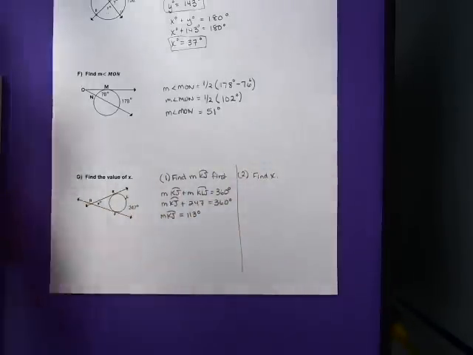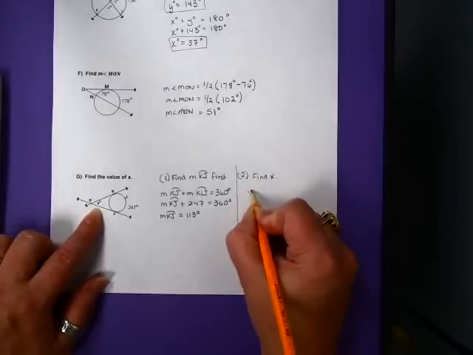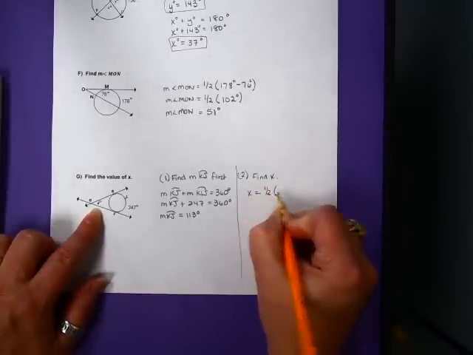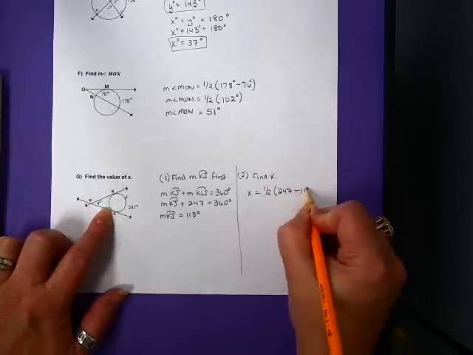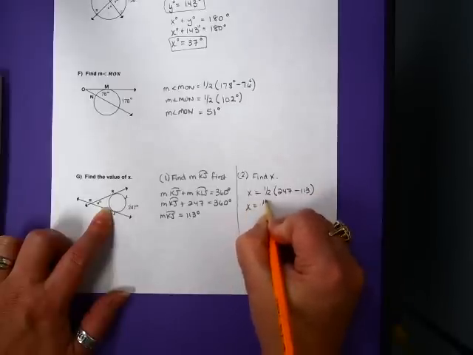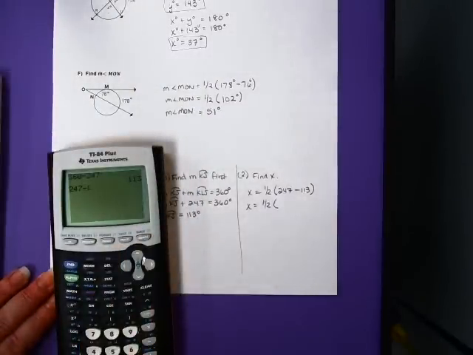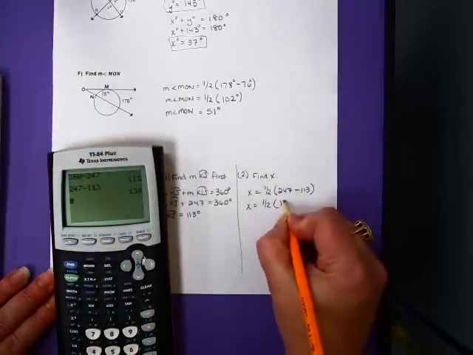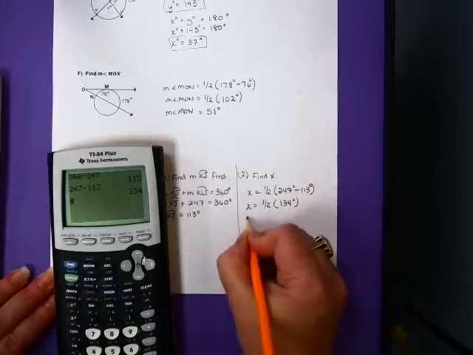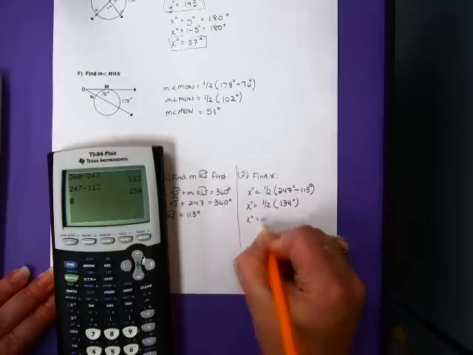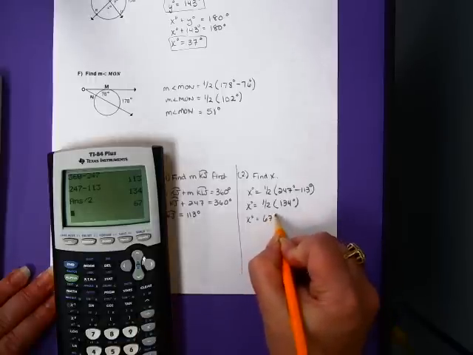Okay, so now it's time to find x. We know that x is going to equal half of the large one, which is 247, minus the small one, which is 113 degrees. So 247 minus 113, that's 134 degrees. That means that I have to cut that in half, and I get 67 degrees.